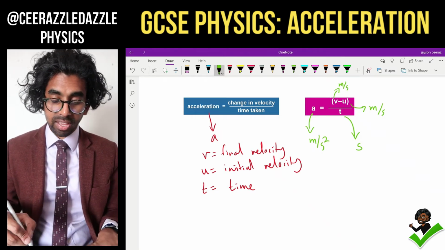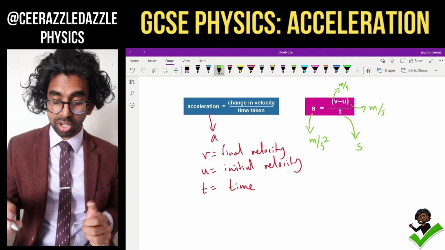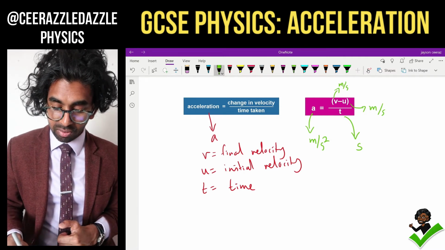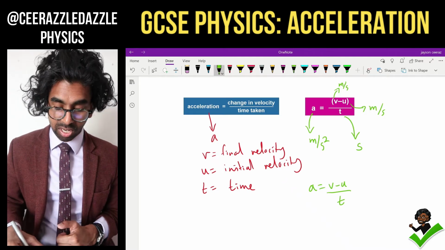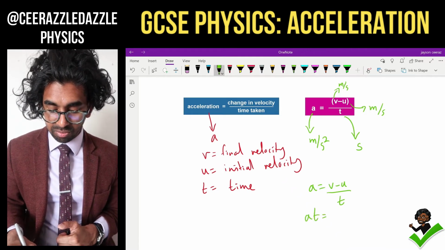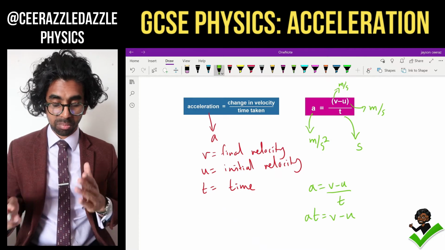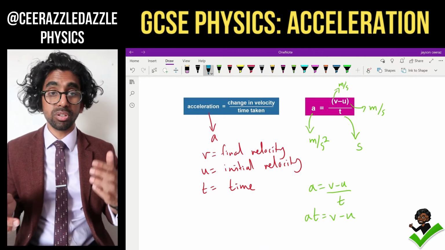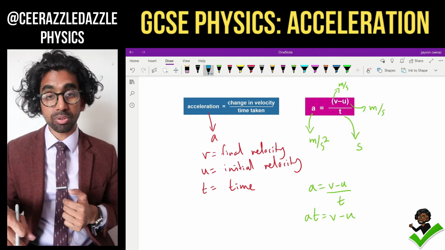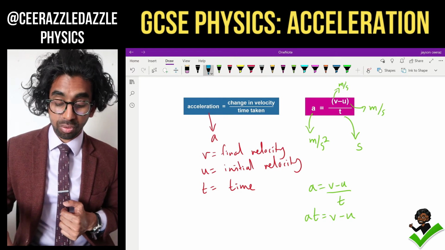T. So if I write that out, you might be able to rearrange it, so I can move the T up. A is equal to V minus U divided by T. I can bring the T upwards: AT is equal to V minus U. Make sure we can manipulate that equation, because you might be asked about rearranging the equation to solve different mathematical problems. Okay, let's scroll down.